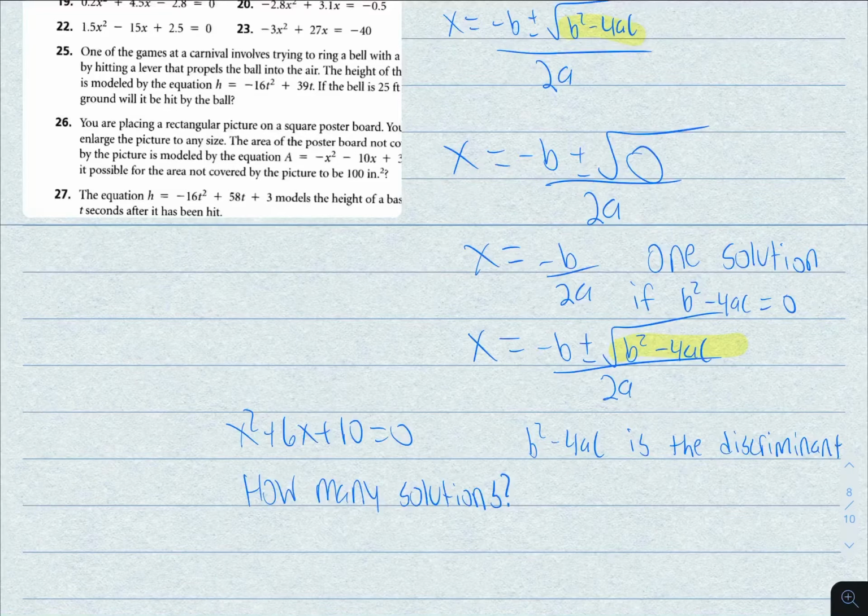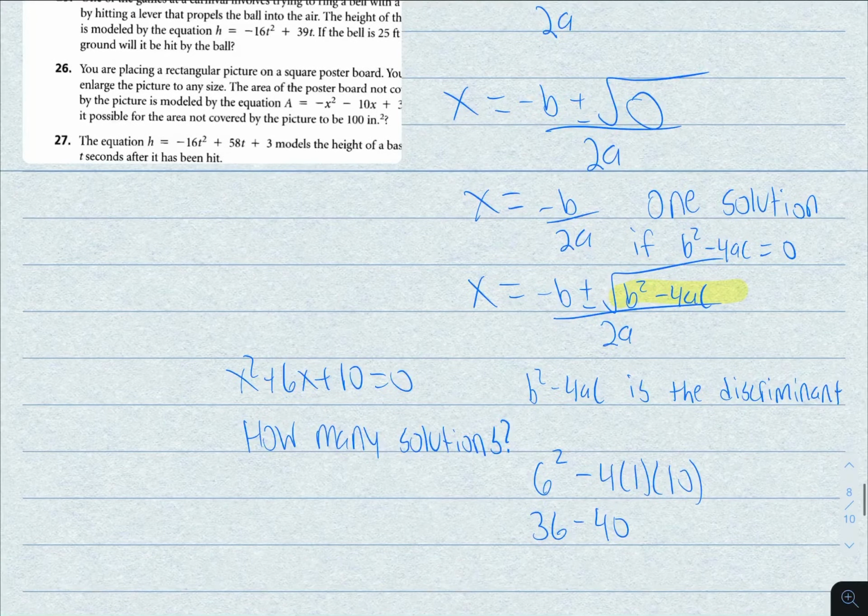So then if I plug in the numbers, it would be 6 squared minus 4 times 1 times 10, 36 minus 40. 36 minus 40 is negative 4. So I have a negative answer for my discriminant.